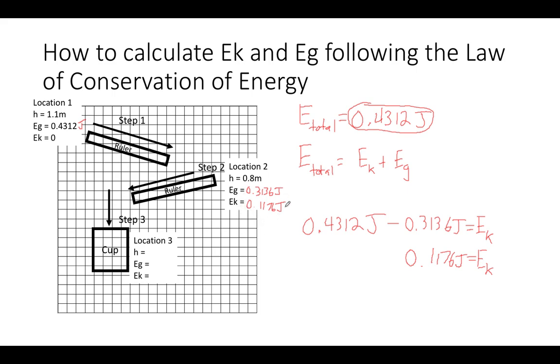Please make note that these two numbers, for gravitational potential energy and kinetic energy, added together are equal to our total energy, because the law of conservation of energy states that it must remain the same or unchanged. It always adds up. It is not created nor destroyed. So that, folks, is how you calculate gravitational potential energy and kinetic energy based on the law of conservation of energy.